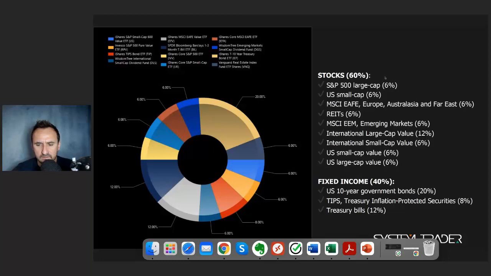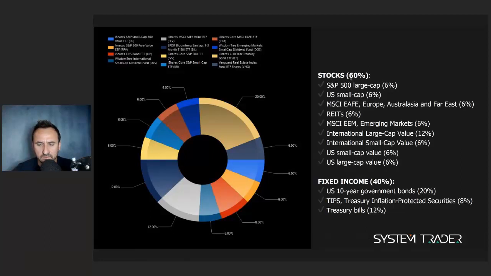And in detail here, you can see that we have, as I said, 60% stocks. We have 6% of the S&P 500 large cap index. We have small cap stocks from America, 6%.